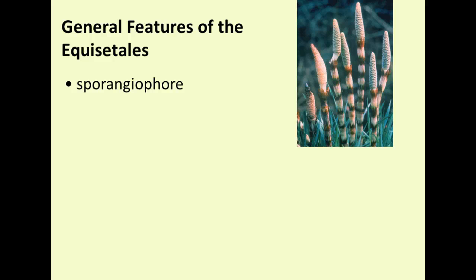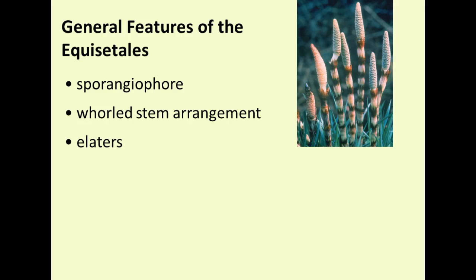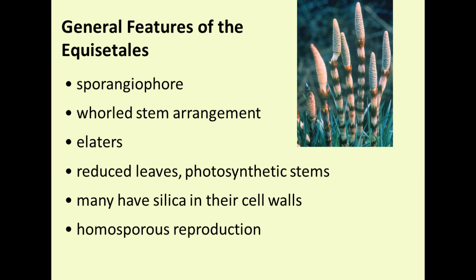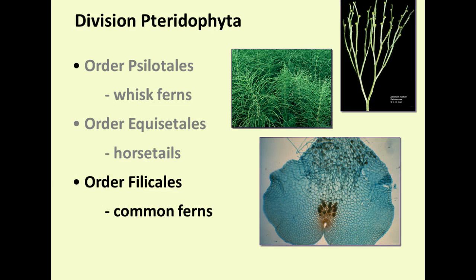So if we look at their sporangiophores, they have this really interesting strobilus consisting of those sporangiophores that look like little umbrellas. They have this whorled stem arrangement, so remember that those are stems, right? They're not leaves. And they have elaters, which act like springs to release the spores. They have reduced leaves that don't do anything, and they have photosynthetic stems that do all the work. And again, they have silica. They're homosporous, so they only have the same structure of spores.